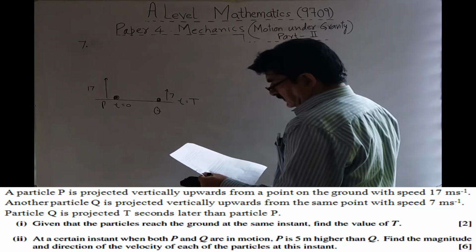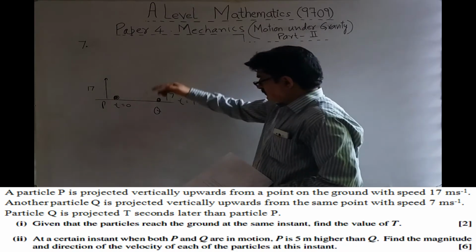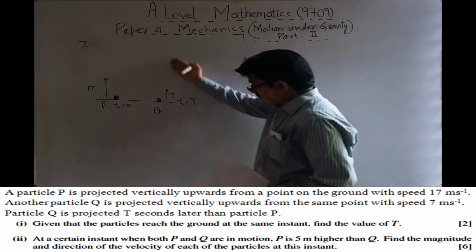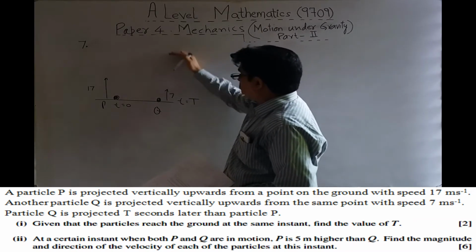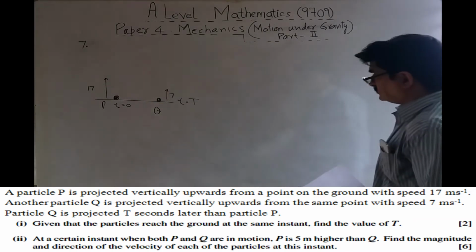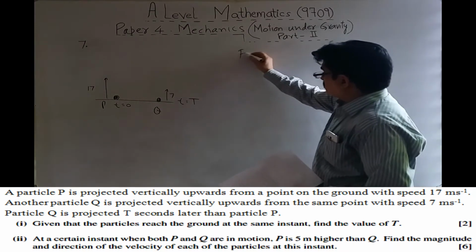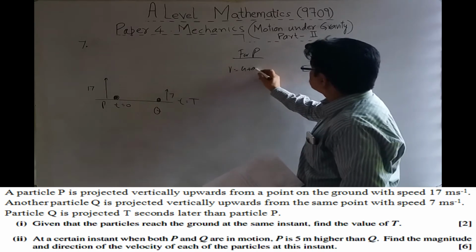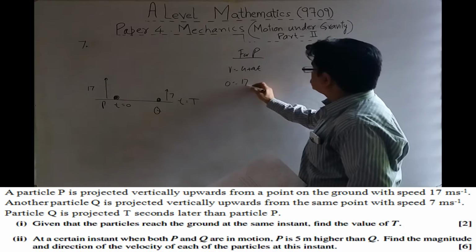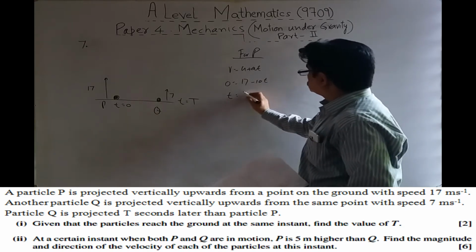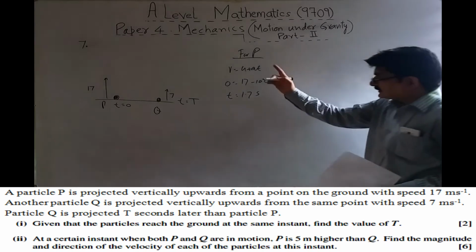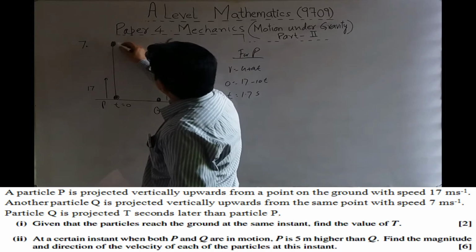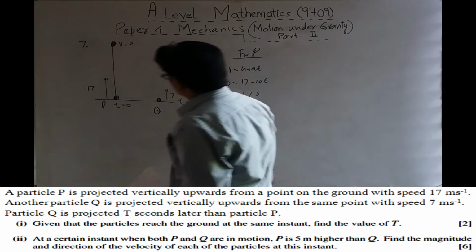Now you are given the information that they reach the ground at the same level. They are not projected at the same time, but they reach the ground, after reaching the highest point and coming back, at the same time. This is a very important point. Now for particle P, we have v is equal to u plus at. So v is 0, u is 17, a is minus 10. As you know, this is 1.7 seconds. So P takes 1.7 seconds to reach its highest point, where v is equal to 0.